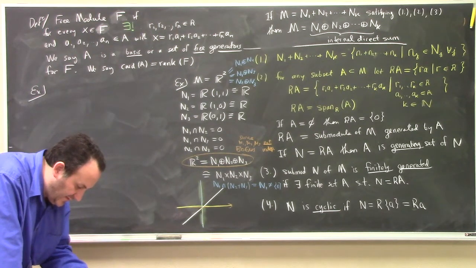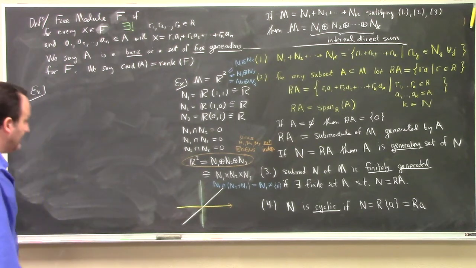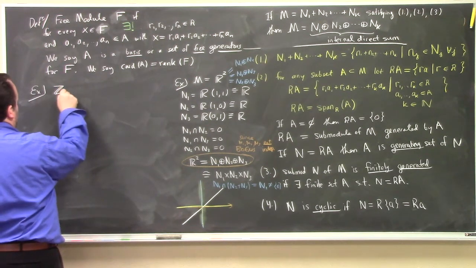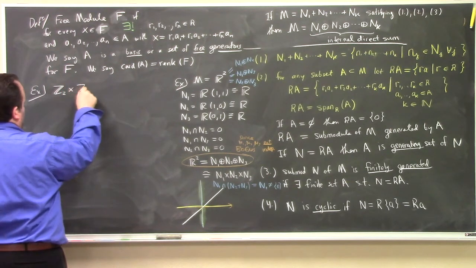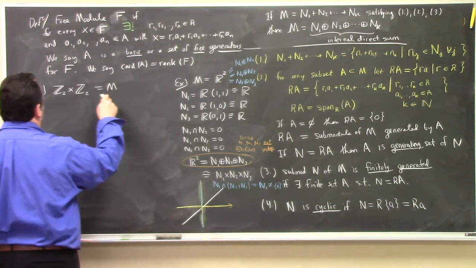So submodules of a finitely generated module need not be finitely generated. Take M to be the cyclic R-module, the polynomial ring with itself. Z mod 2 direct sum Z mod 2 is not a free Z-module. So it's like Z2 direct sum Z2. So we take that equal to M over what?